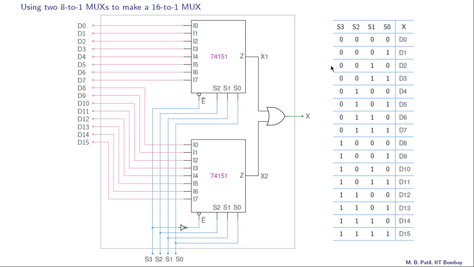And we note that this select line S3 is 0 for these first 8 entries, and it is 1 for these second 8 entries. And that is something that we can use to enable either the first multiplexer, this one, or the second multiplexer, this one. And that is what we have done in this implementation. S3 here is connected as E bar of the first mux, and S3 bar is connected as E bar of the second mux.